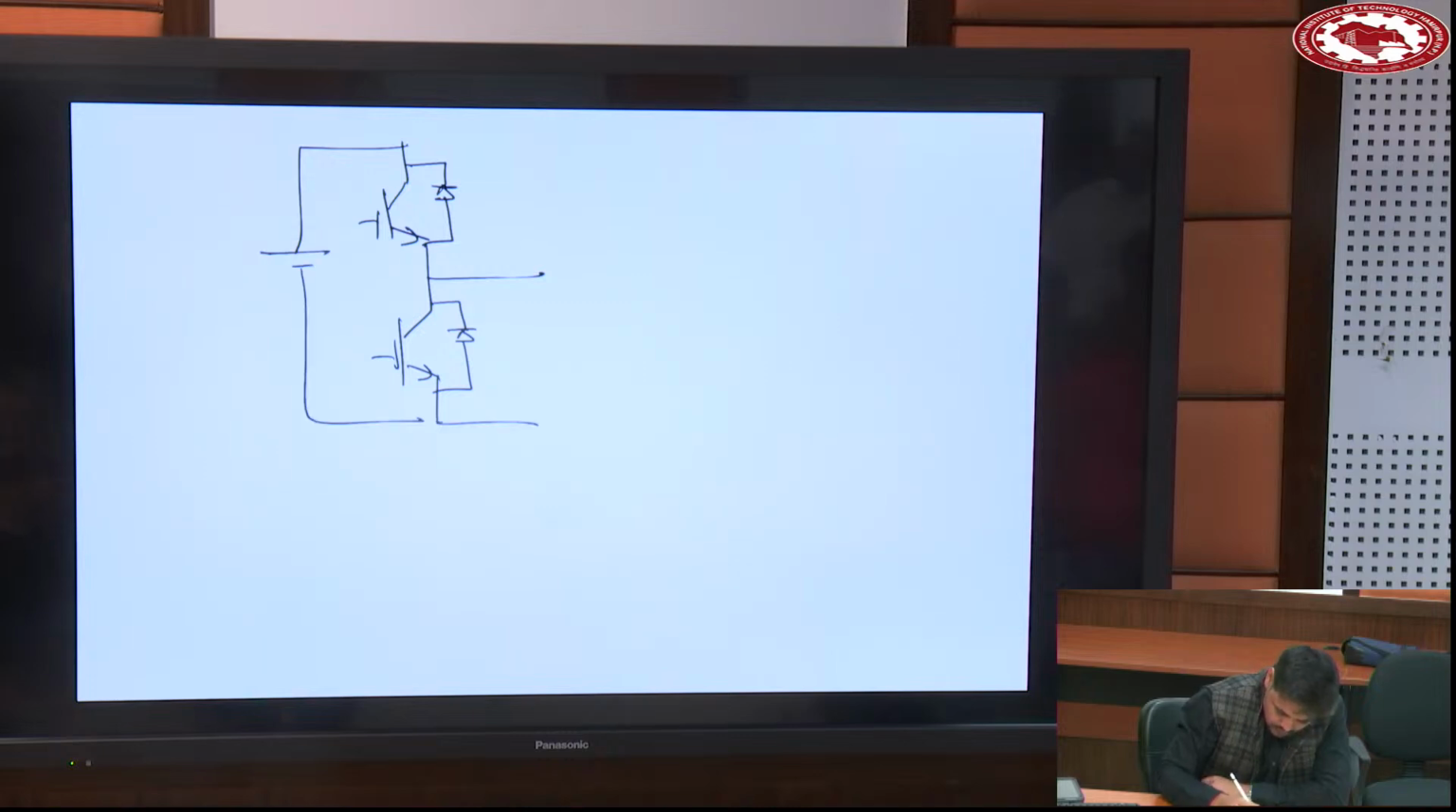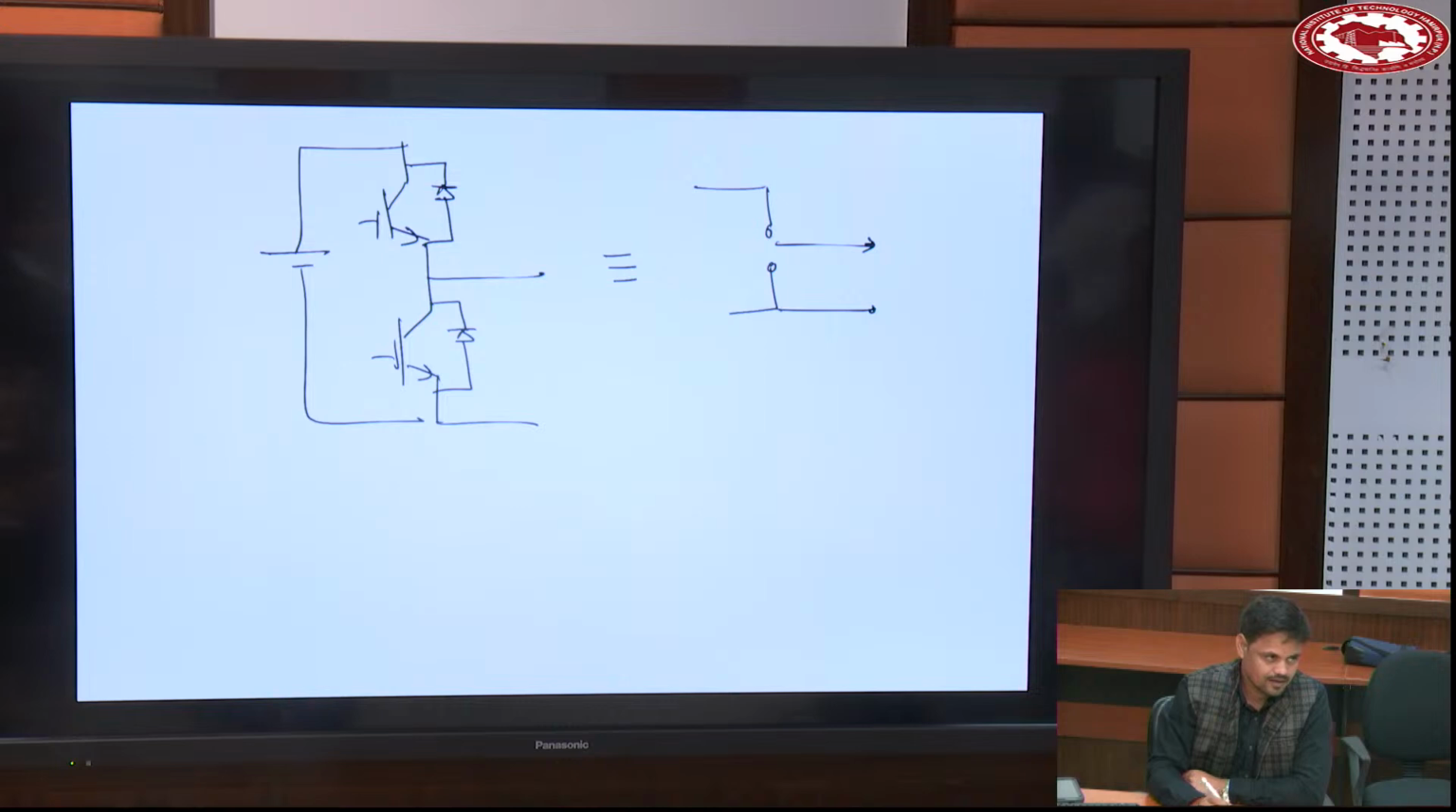Okay, coming back. Can't you model this as a SPDT? Both are same or not? When S1 is on, it is connected to VDC. When S2 is on, it is connected to ground. And same for this pole. So it's like an SPDT switch.